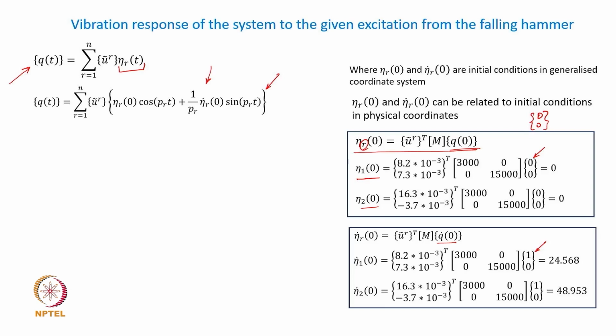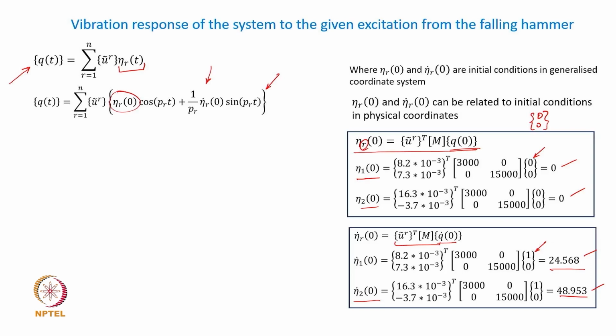q dot is equal to 1 at the anvil and q dot is equal to 0 at the base. So that gives you the vector 1, 0 as q dot naught, and then when you pre-multiply by all this, eta 1 dot turns out to be this value, eta 2 dot will turn out to be this value, alright. What you can now do is replace this in the summation series eta r. Eta 1 and eta 2 can be replaced because this is a summation series, we will see how it expands, and eta 1 dot and eta 2 dot can be replaced by these numbers.